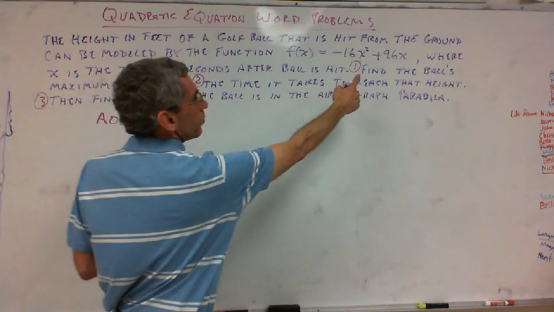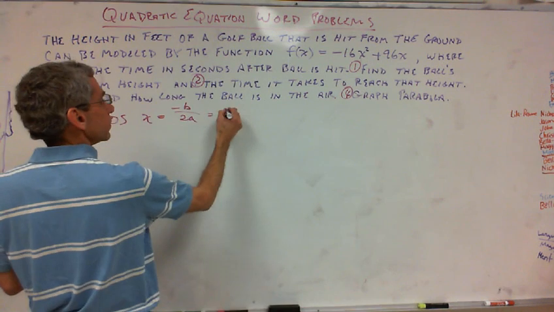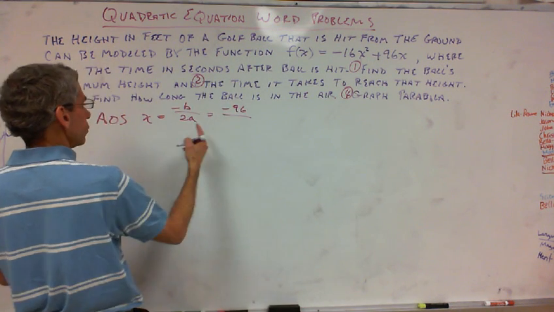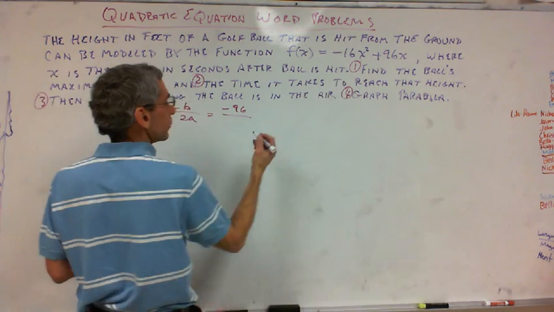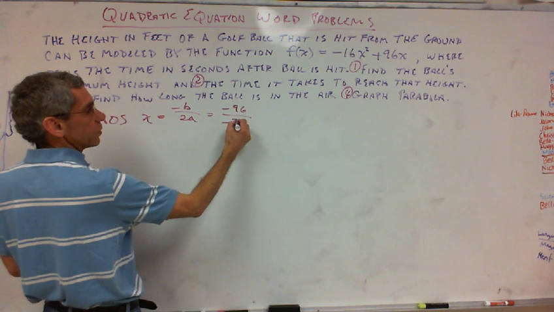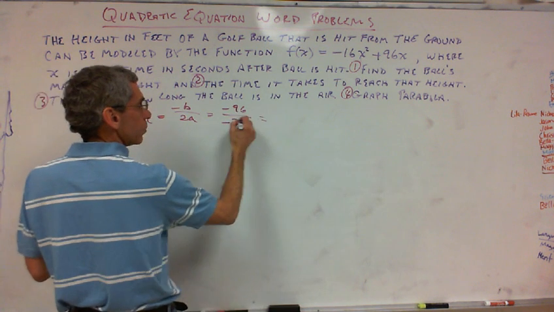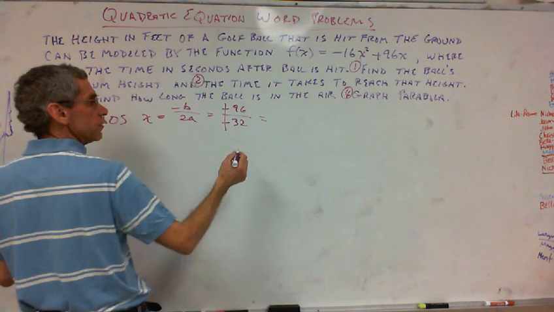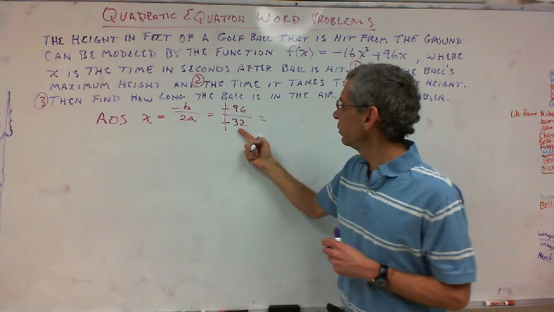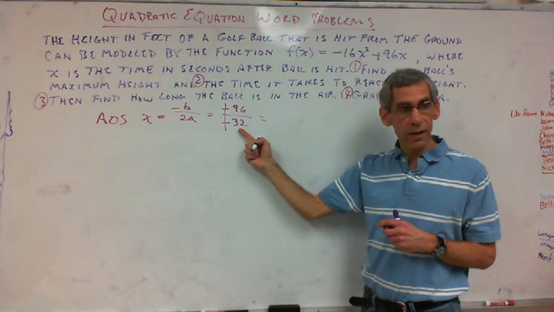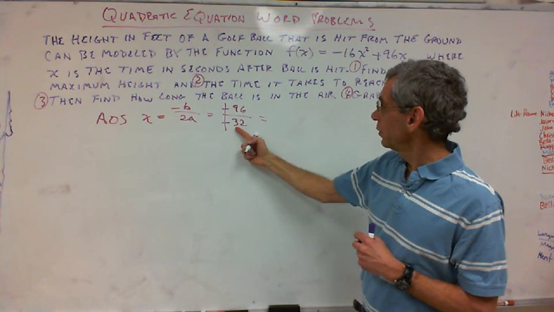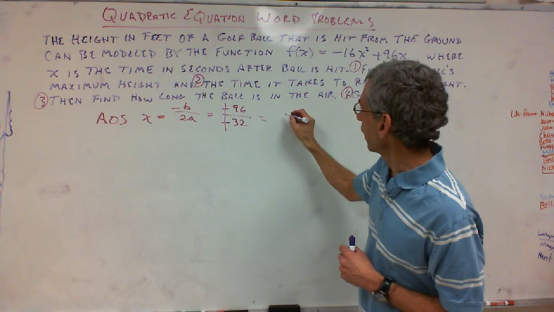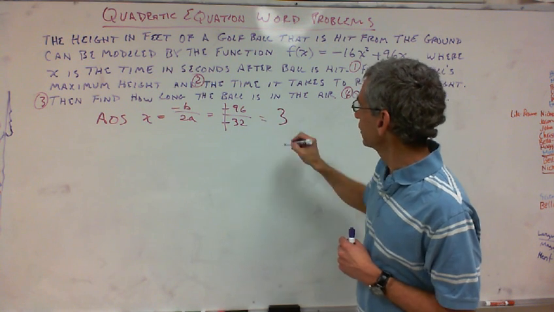So negative b is negative 96 over 2 times negative 16. So negative 32, right? All right. So the negative and negative become positive. 96 over 32, 3, right? 3 times 3 is 9. 3 times 2 is 6. Yeah. So x is equal to 3.